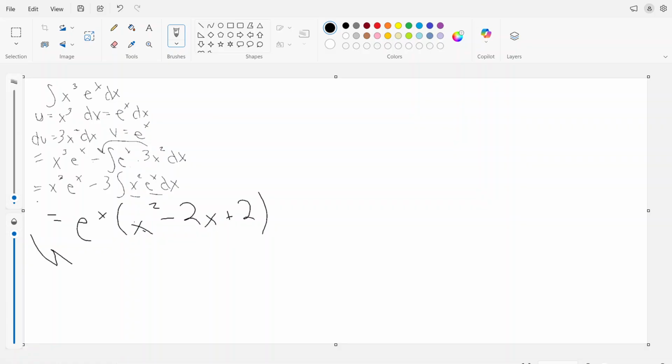So this whole thing becomes x cubed e to the x minus 3 e to the x times x squared minus 2x plus 2.